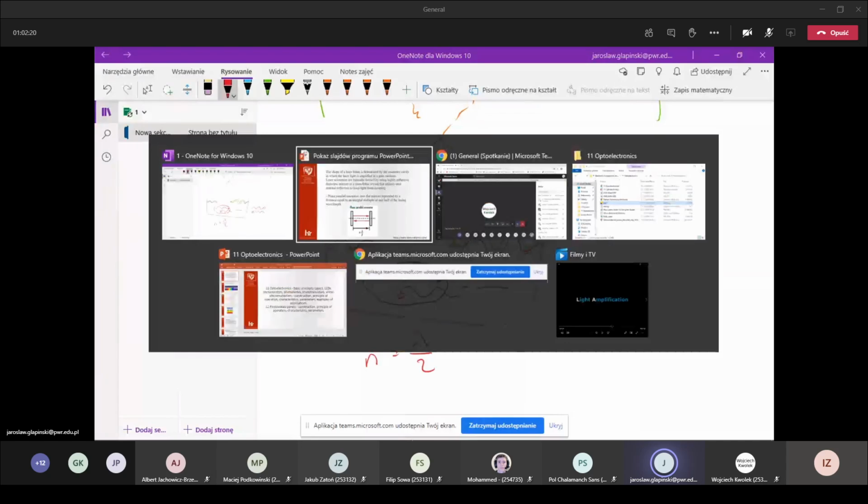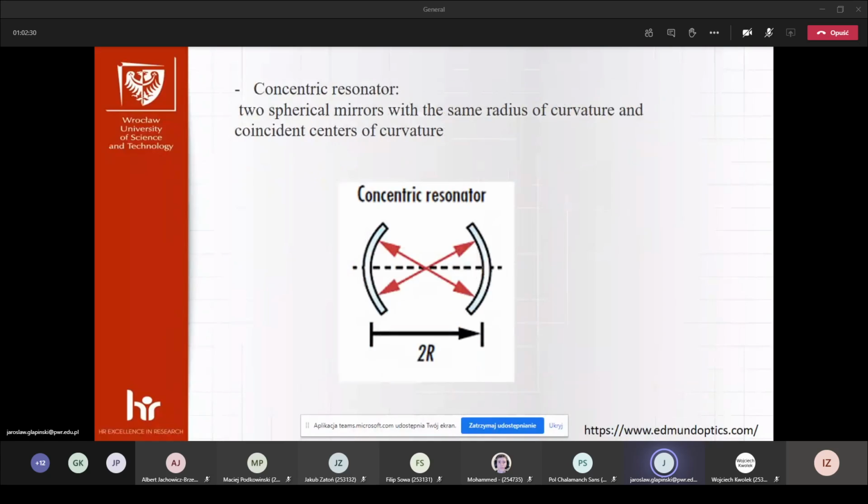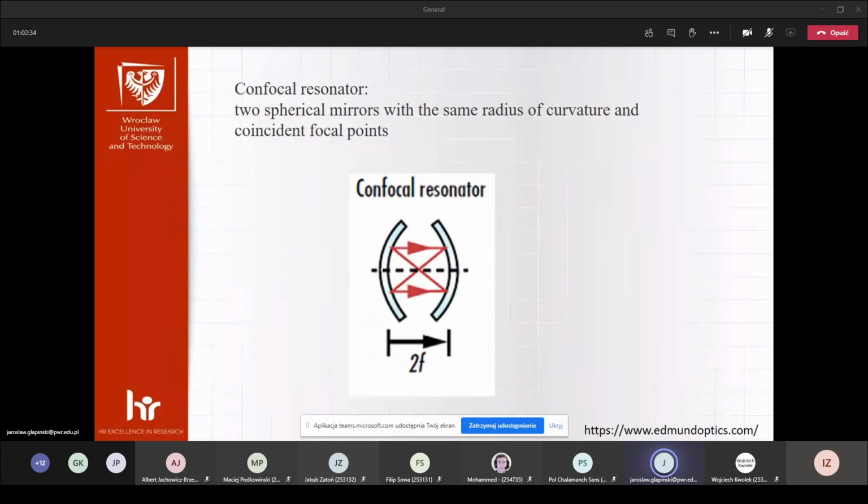So we have different types: this is the parallel, this is the synchronic, this is the confocal resonance. I will show you a film that should explain more about this problem.